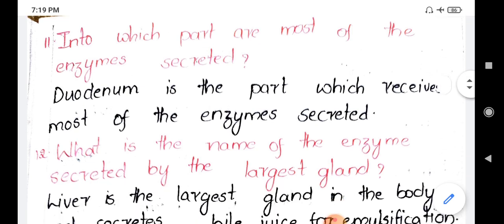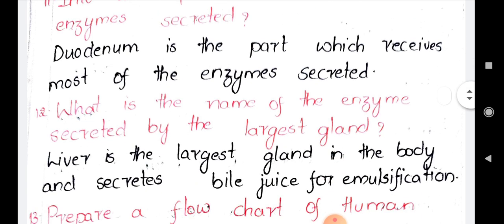Next question, what is the name of the enzyme secreted by the largest gland? First of all, you have to know what the largest gland in the body is, then what enzyme is secreted by the largest gland. The largest gland in our body is the liver. The liver secretes the bile juice, but actually it's not an enzyme. Bile juice does not have any enzymes. So the only juice secreted by the liver, which does not have enzymes, is the bile juice, and the liver is the largest gland in the body that secretes the bile juice for the process of emulsification of fats.